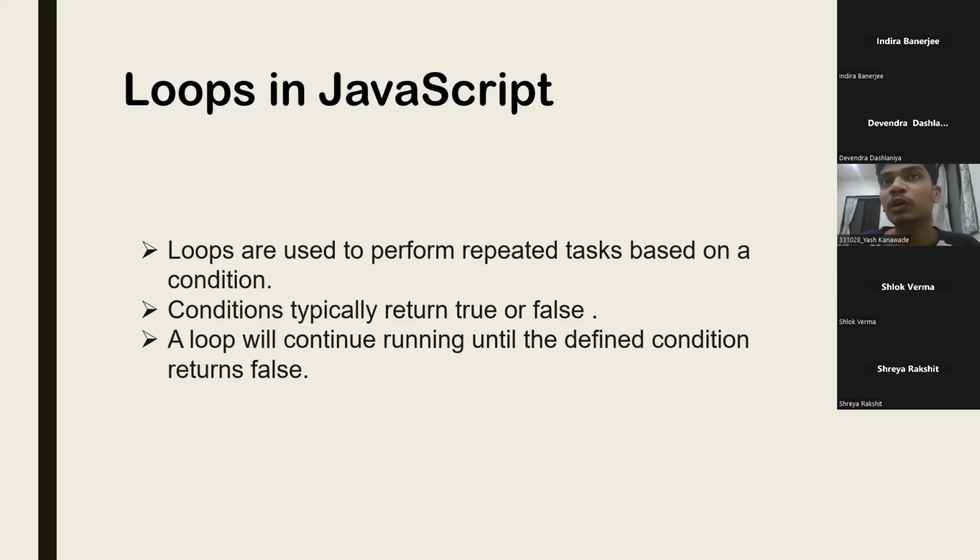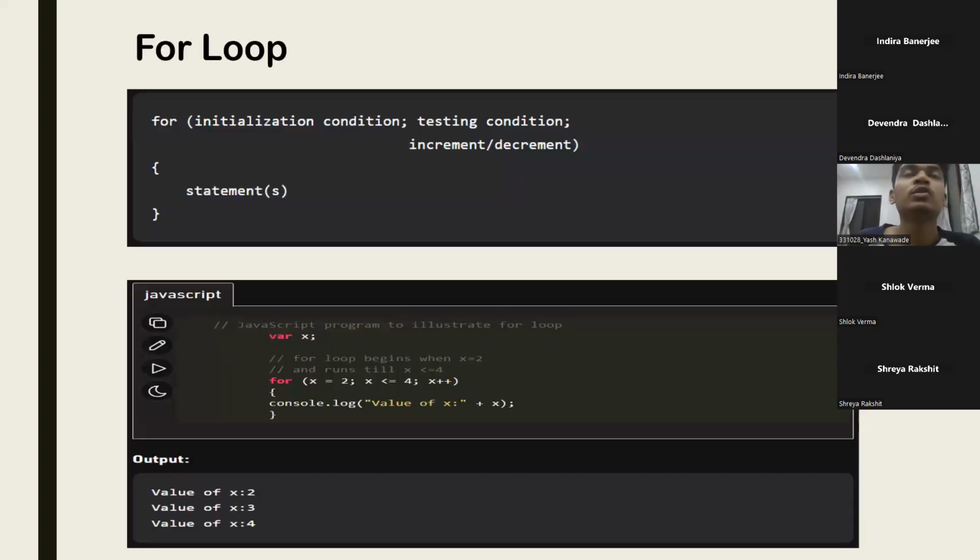Basically, loops are used to perform repetitive tasks based on conditions, and those conditions typically return true or false. A loop will continue running until the defined condition returns false. So we will see the examples. First one is the for loop. The syntax of a for loop is: for, initialization condition, testing condition, increment or decrement, and inside curly braces we have the statement.